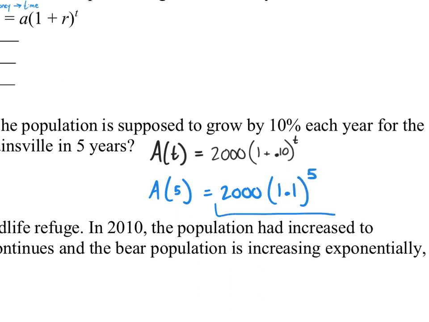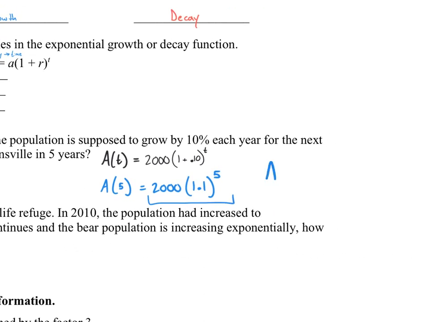So this is what we need to type into the equation to find out the value. All that is the population of 2000 growing by 10% 5 times. And when we type this in, we get a new population. So the amount of people after 5 years, if everything continues at that rate, is 3,221 people.